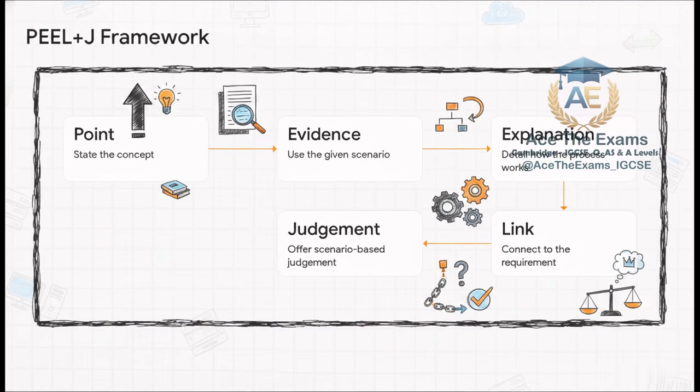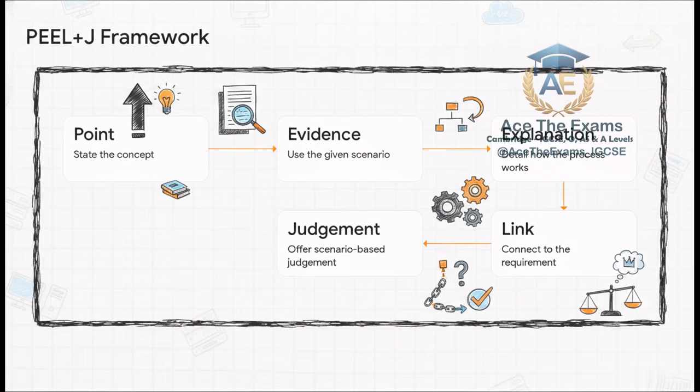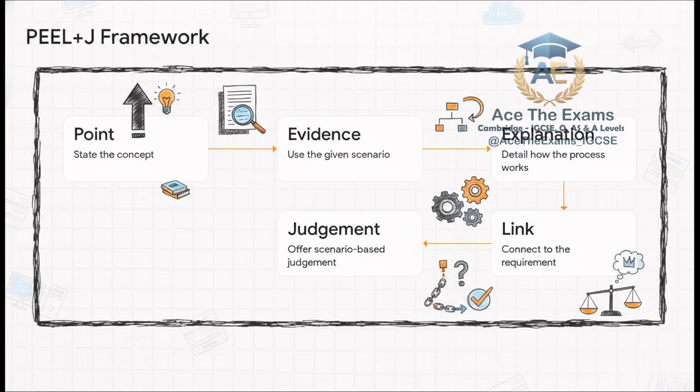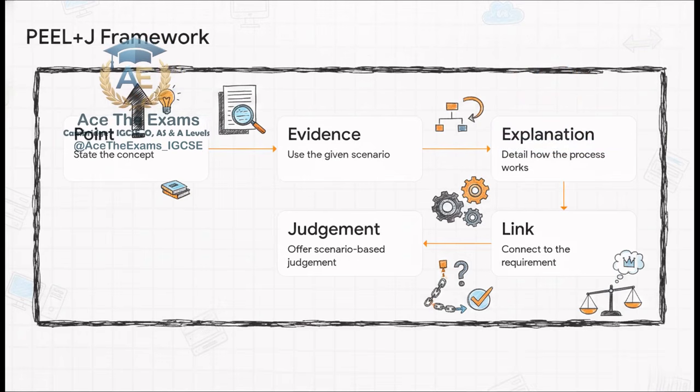We call it PEEL plus J. Point, evidence, explanation, link, and judgment. This right here is your ultimate quick win structure for those high-mark extended responses. You absolutely cannot just name a concept and move on. First, you state your point clearly.